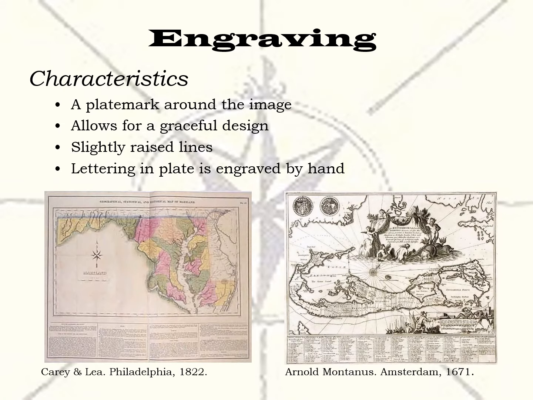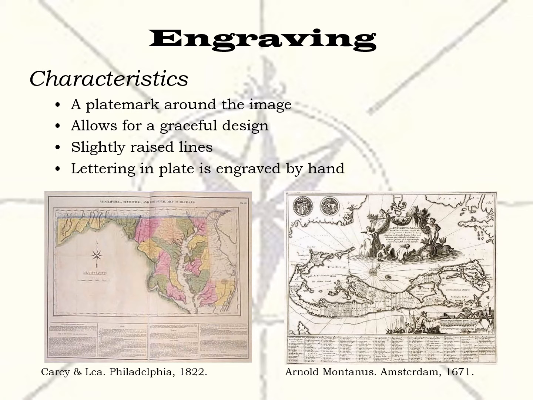So, what are the characteristics of an engraving? The most noticeable is a plate mark, which is a slight ridge in the paper surrounding the image. This comes about because the squeezing of the plate and the paper together under pressure stamps the outline of the plate onto the paper. Another characteristic is a fairly supple or graceful design, often with considerable detail.